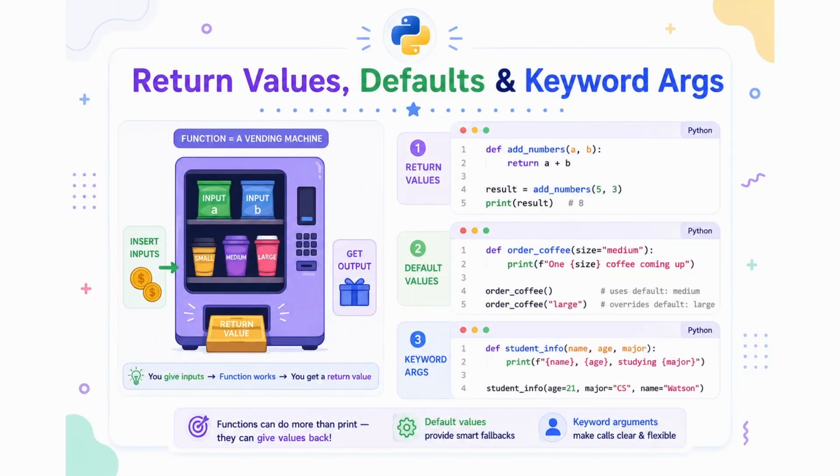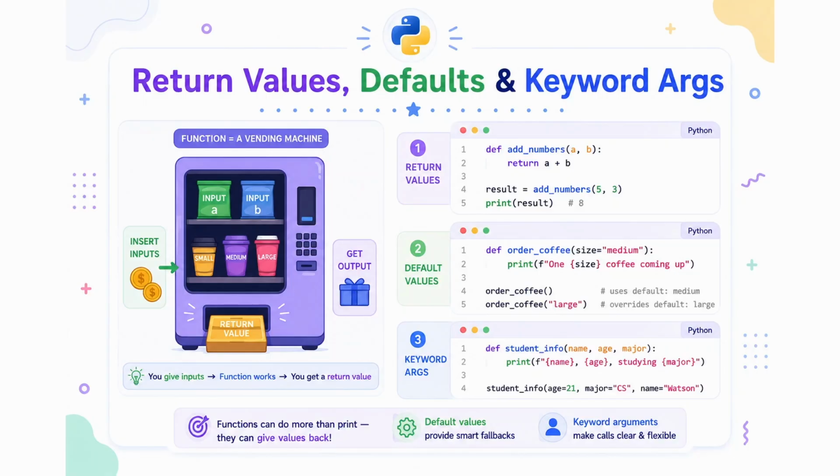So far, our functions just print stuff, but usually you want a function to actually give something back so you can use it elsewhere. That's what return does. Here's a big difference. Print just displays something on screen. Return actually hands the value back to wherever you call the function. So you can store it, reuse it, do more math with it, whatever you want.